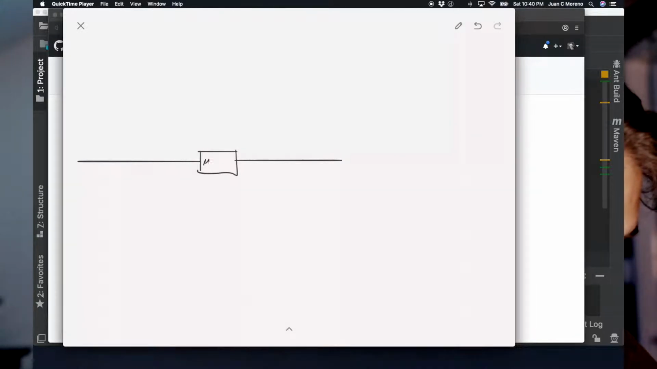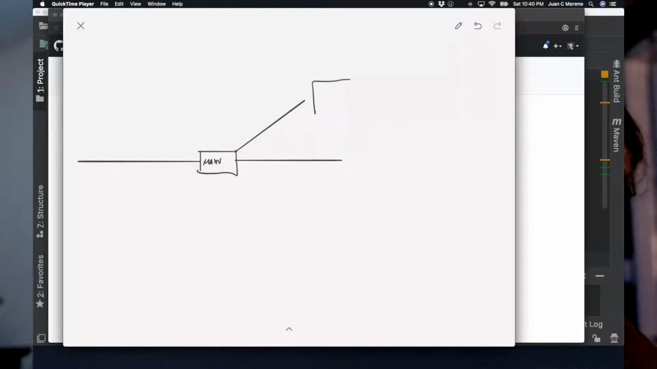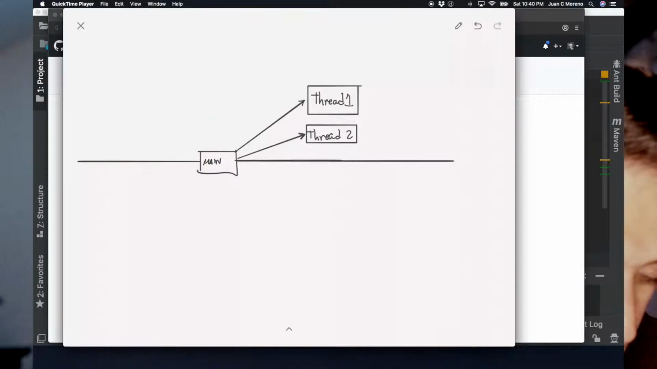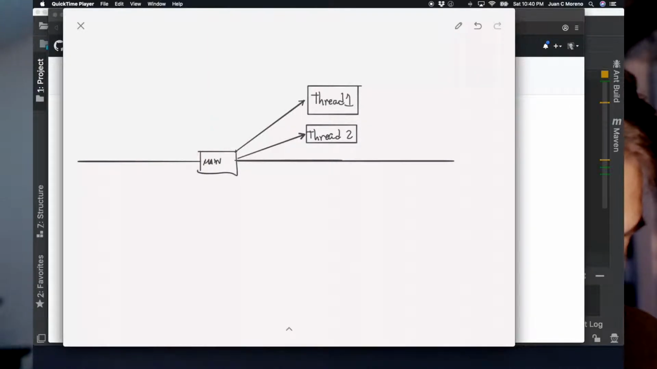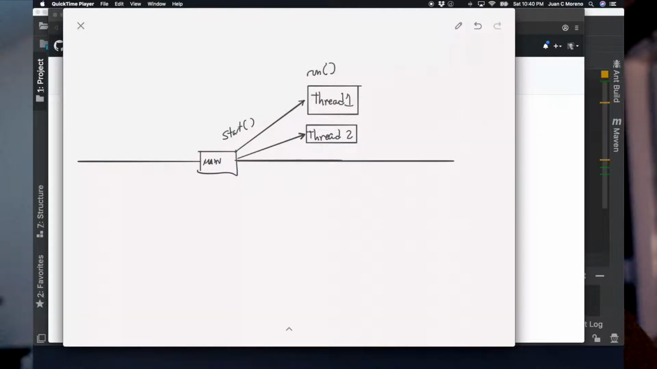This is the main, and it's going to then fork into a new thread, which in this case we are actually forking into thread 1 and thread 2 while the main thread continues. And these tasks are going to, this is the start part, the start method, and once it starts that new thread, the run function is called.